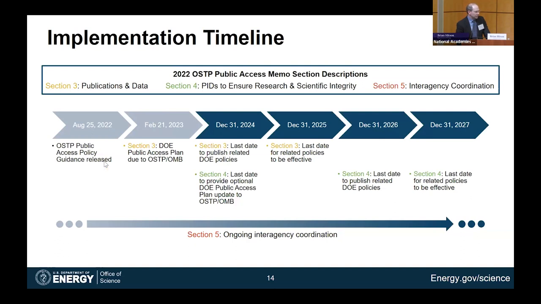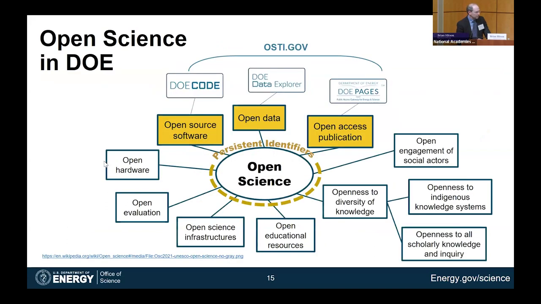We've satisfied OSTP's requirement to get our plan out and finalized. We have to get any new requirements or policies in place by the end of 24, with full implementation of those policies by the end of 2025. And then the 26 and 27 numbers have more to do, in the case of persistent identifiers, with getting requirements out for those. So that'll be coming down the pike.